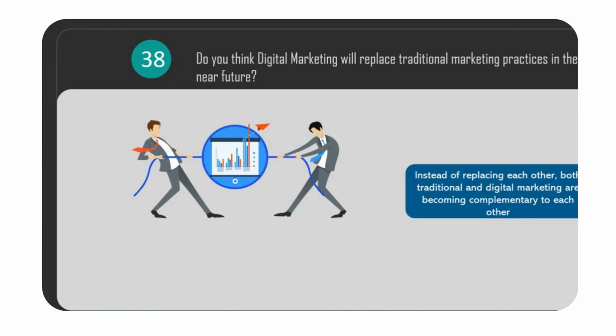One thing that can be safely said is that it is unlikely that digital marketing will completely replace traditional marketing in the near future. Rather, marketers are integrating both the platforms to optimize their plans for optimum ROI. Instead of replacing each other, both traditional and digital marketing are becoming complementary to each other. So, this is one safe answer which you can give.